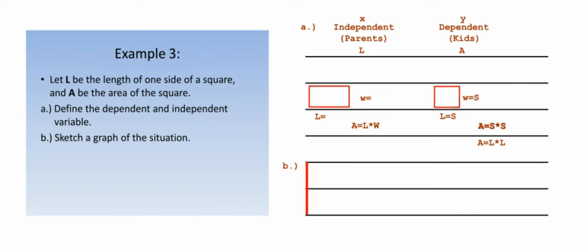Okay, so now let's do a quick sketch. So there's our X and Y axis. And from before we stated that the dependent variable is the kids, so it must go on the Y-axis, which is the A in this case. And the L is the independent variable, the parents. So it must go on the X-axis, which in this case is the L. Okay, independent and dependent. Independent L, dependent the A. You must know the L before you can get the area.